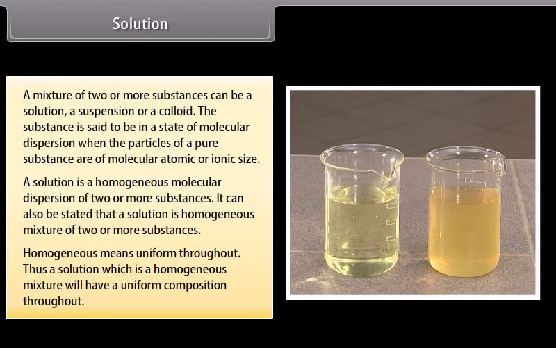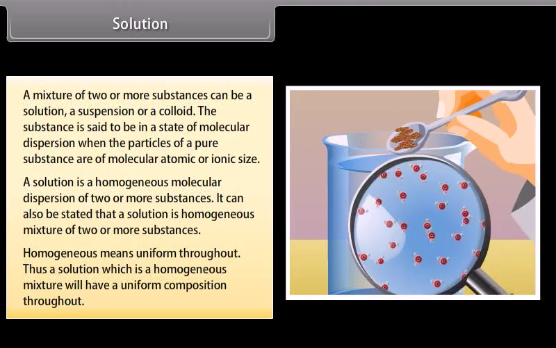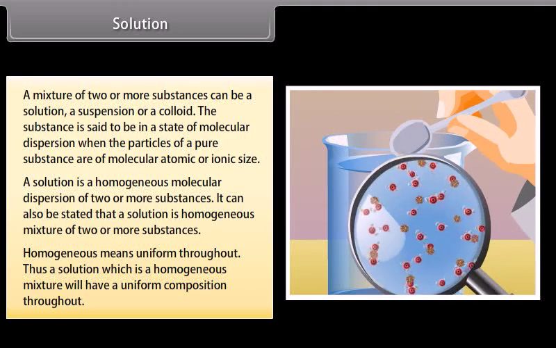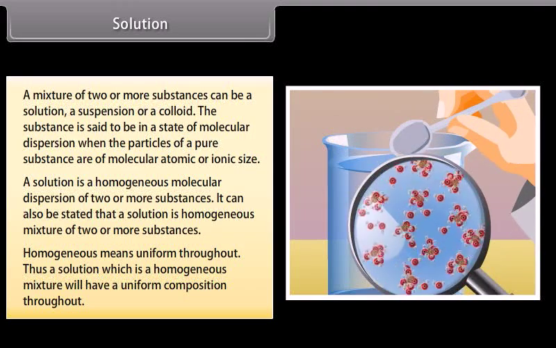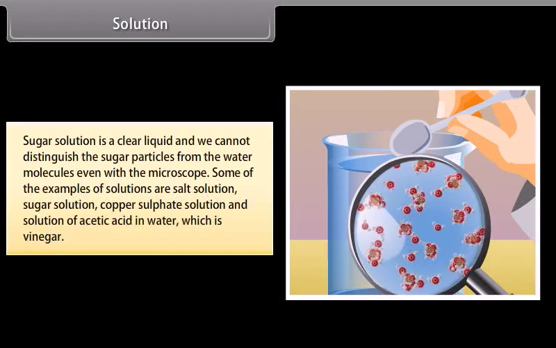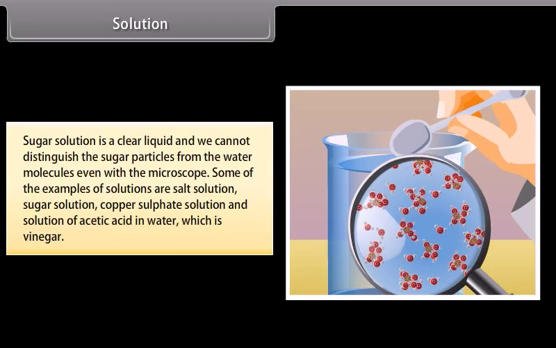Homogeneous means uniform throughout. Thus, a solution, which is a homogeneous mixture, will have a uniform composition throughout. Sugar solution is a clear liquid, and we cannot distinguish the sugar particles from the water molecules even with the microscope. Some of the examples of solutions are salt solution, sugar solution, copper sulfate solution, and solution of acetic acid in water, which is vinegar.